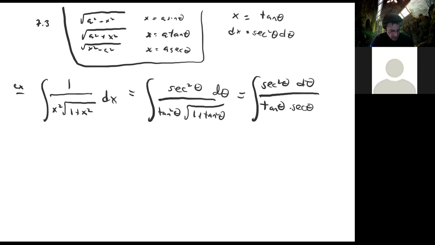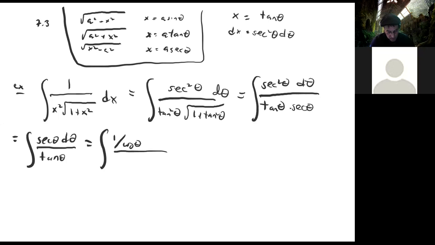Okay, so it simplifies to the integral of secant theta d theta over tangent theta. And now I think the way to go about doing this is just to return everything into sines and cosines. So it's 1 over cosine of theta over sine theta over cosine of theta, and d theta. Did I get that right? Oops, I messed up. There is a tangent. I got to go back.